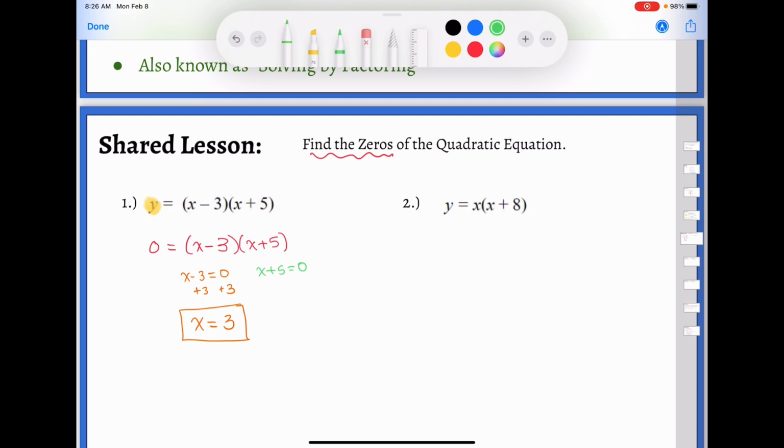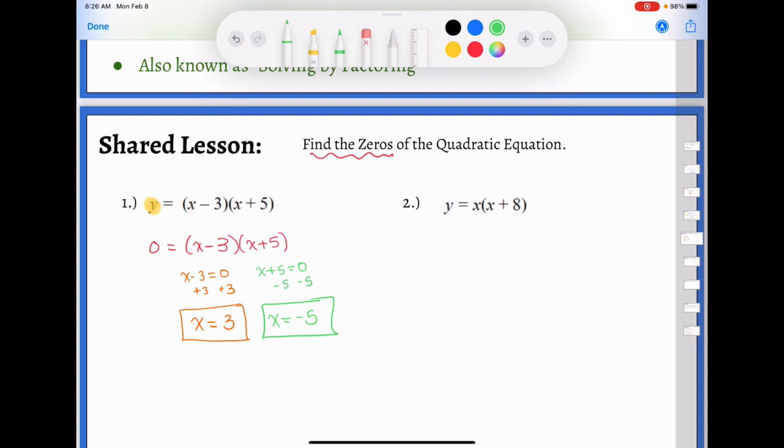In the second one, I have to set the second factor equal to 0, and then I would have to subtract 5 from both sides to move that, so I would get x equals negative 5 as my second solution. So the process is make sure your equation equals 0, set each one of the factors equal to 0, and then solve each one. Those should be very easy equations to solve, but make sure you write them out.